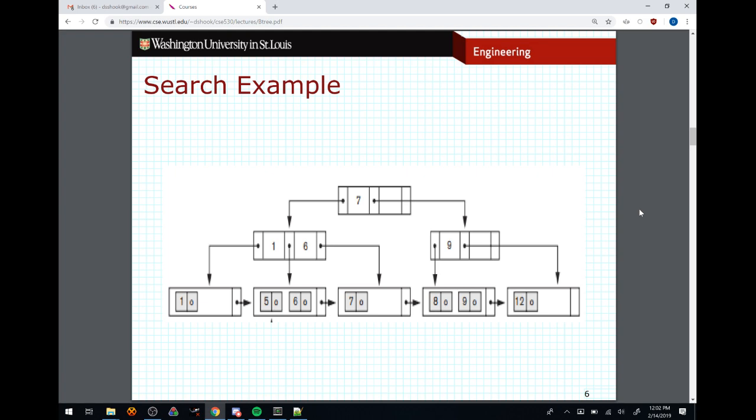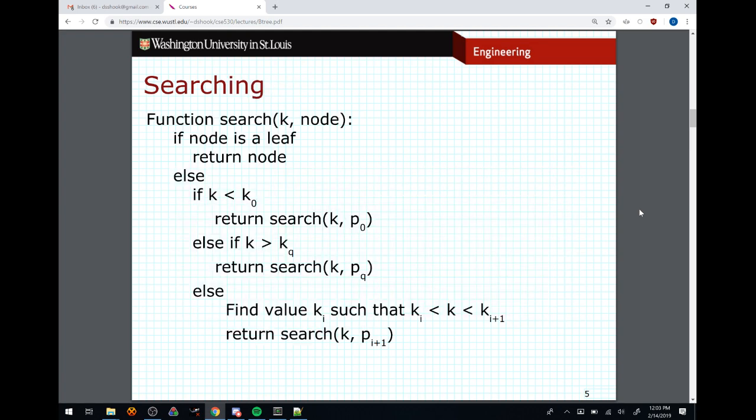K0 is just the smallest search key in a node. KQ is just the largest search key in a node. If I only have one search key in a node, they are the same. No, it's the key, the search key. Yes, it's the search key. That's correct.